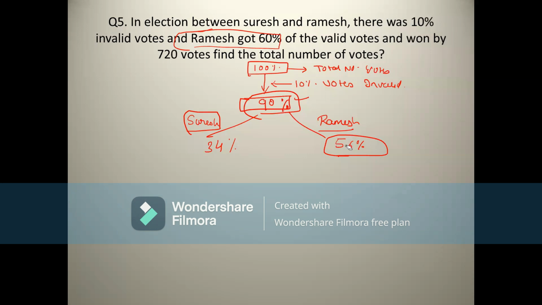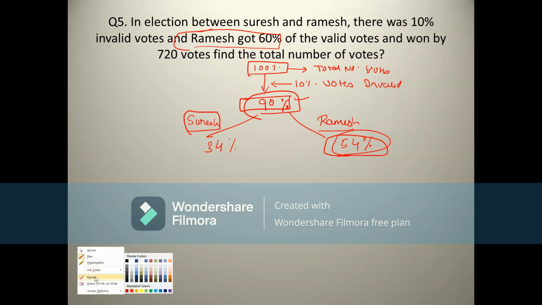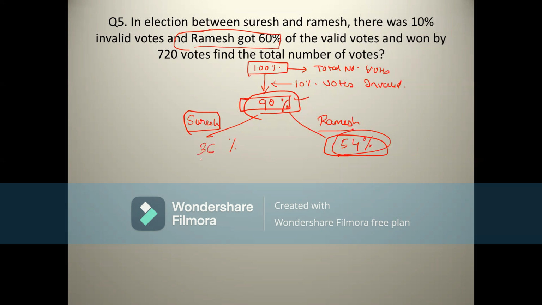Sorry, it will not be 56. It will be 54. So 60% of 90 will be 54, and Suresh will get not 34, it will be 36. So Ramesh will get 54% and Suresh will get 36%. Now what they have told you: Ramesh got 60% of the valid votes and won by 720 votes.